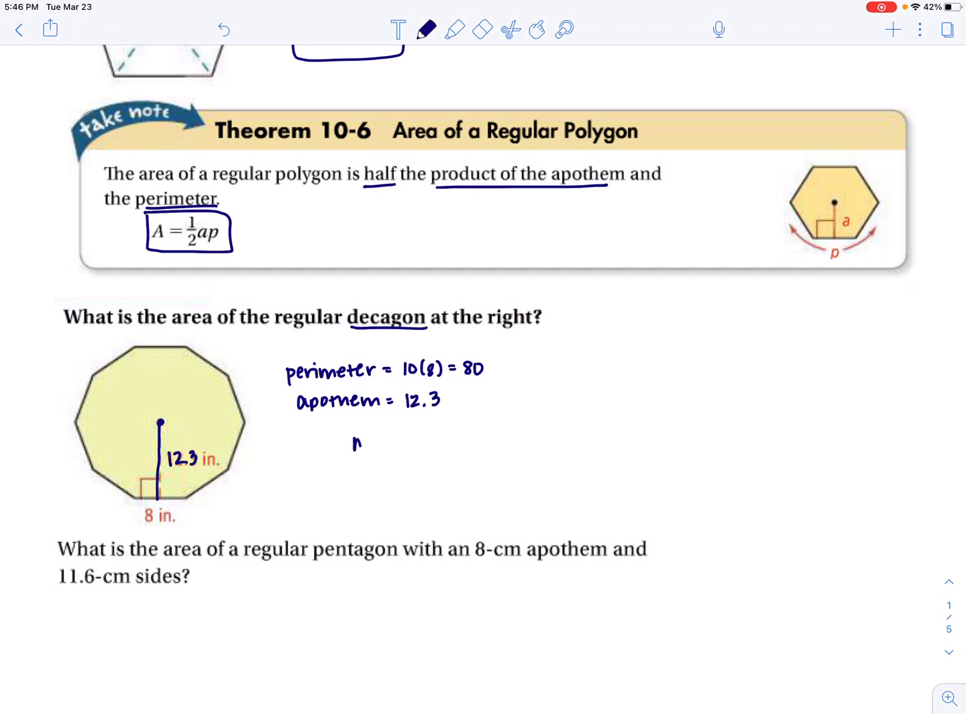And then I'm going to sub it into my formula. A equals 1/2 times the apothem, which is 12.3, times 80. And hopefully you are getting used to, well, 2 divided by 2, and 80 can turn into 40. And that just saves you a little bit of time, and you can take 40 times 12.3, and you get 492. And this is area, so it would be inches squared.